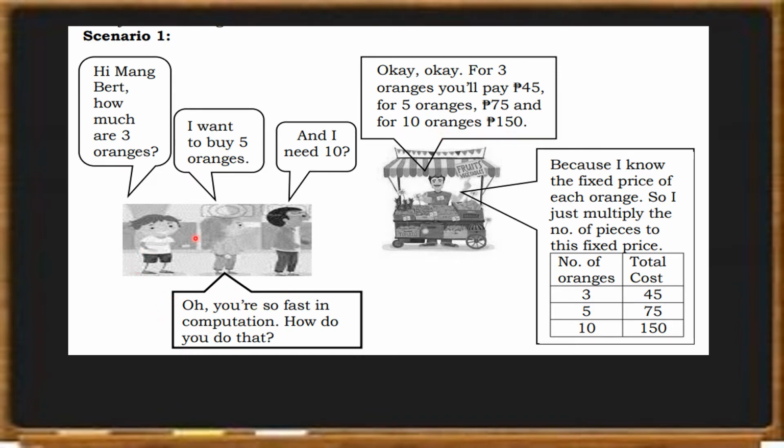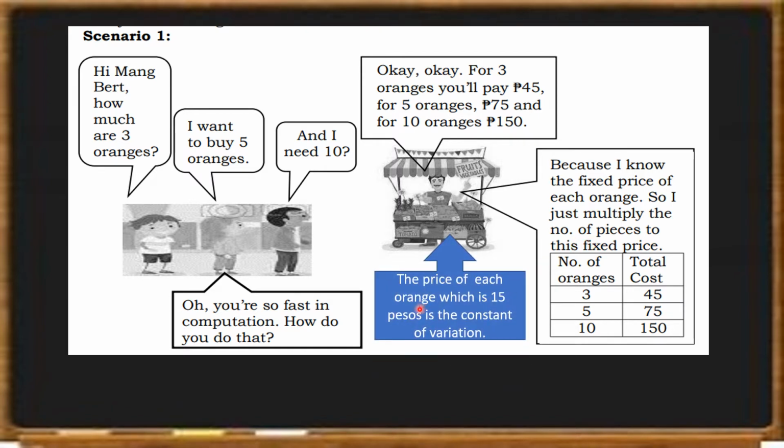The three kids were surprised. "Oh, you're so fast in computation. How do you do that?" What he used is variation. Because I know the fixed price of each orange, I just multiply the number of pieces to this fixed price. So what is this fixed price? The price of each orange, which is 15 pesos, is the constant of variation. That is the fixed price of one orange.